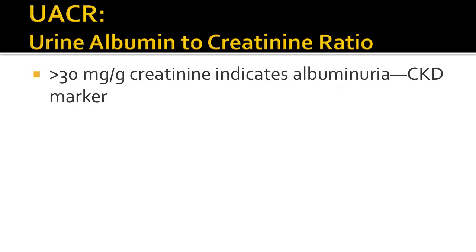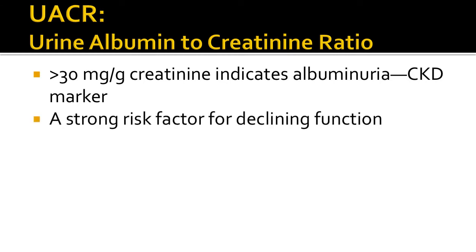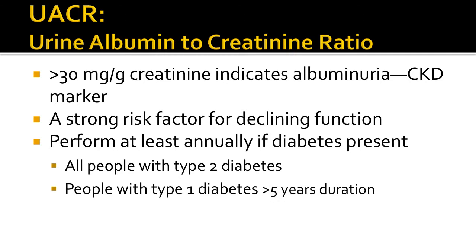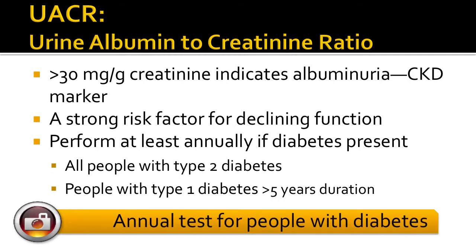An ACR exceeding 30 milligrams per gram is abnormal and indicates albuminuria, a marker for CKD. The urine protein to creatinine ratio, sometimes termed PCR or UPC, is one of the strongest predictors of declining renal function, especially when in the nephrotic range, that is, more than 3.5 grams of proteinuria daily in an average-sized individual. Either test should be performed at least annually for all patients with type 2 diabetes and for all type 1 diabetic patients who have had the diagnosis for 5 years or longer.